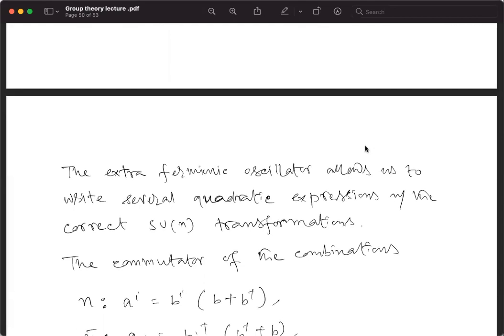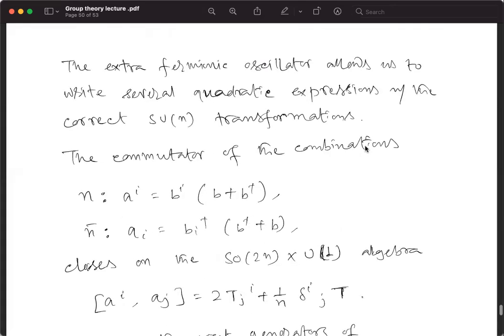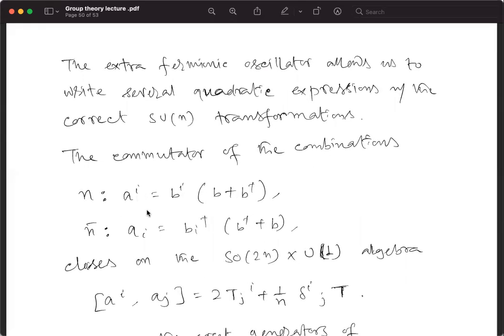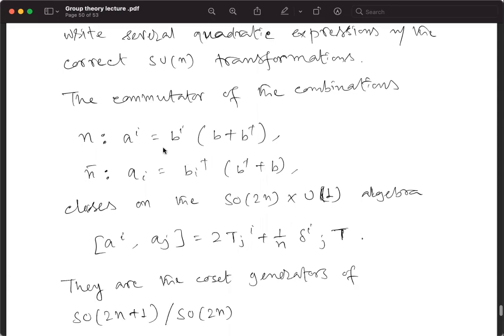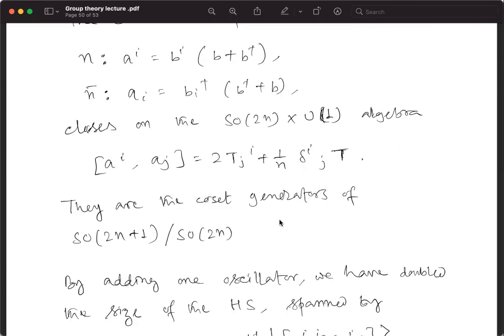The extra harmonic oscillator allows us to write down several quadratic expressions with respect to the correct SU(n) transformations. For example, you can define A_i in the n representation as B_i plus B dagger, and for n bar, you can write down the additional part, B_i dagger plus B. Interestingly, they close on the SO(2n) cross U(1) algebra. So if you write down the commutator of A_i and A_j, you get 2 T_ji plus 1 by n delta_ij T. This is the trace part. And they are the coset generators of SO(2n+1)/SO(2n).